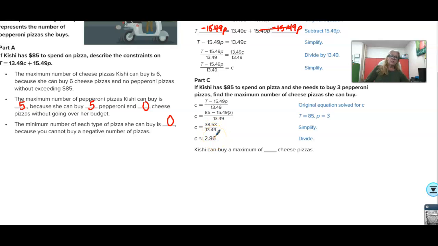So how many cheese pizzas can she buy? Can she buy 3? No, she would go over. Okay, 2.86 is the most she can buy without going over. Therefore, the most cheese pizza she can buy is 2.